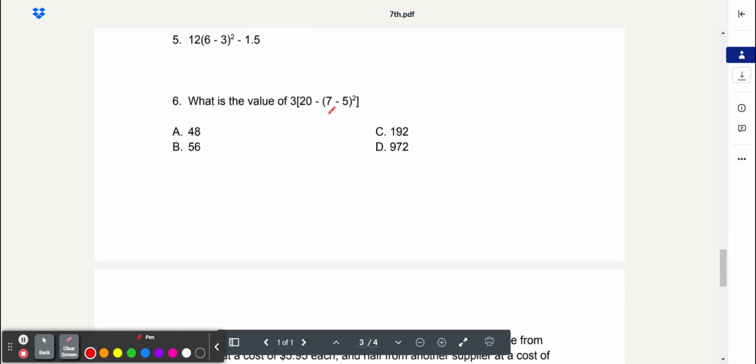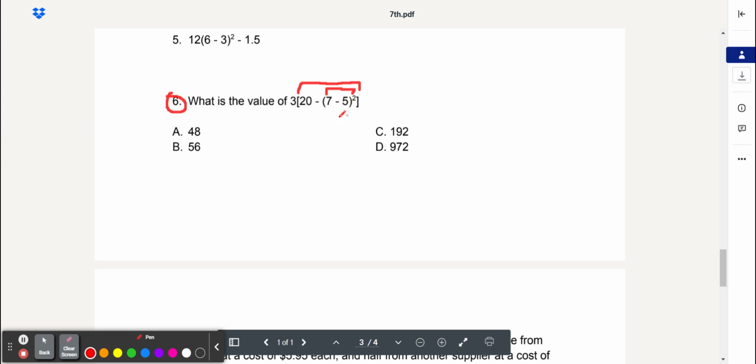We can also try this harder looking problem, 6. Luckily for us, it's multiple choice, which simplifies things. So, what is the value of 3 bracket 20 minus parentheses 7 minus 5 squared? Then, if you look at PEMDAS, it's always parentheses first. So we look inside the bracket. Inside the bracket, we find another parentheses. So we will do that first.